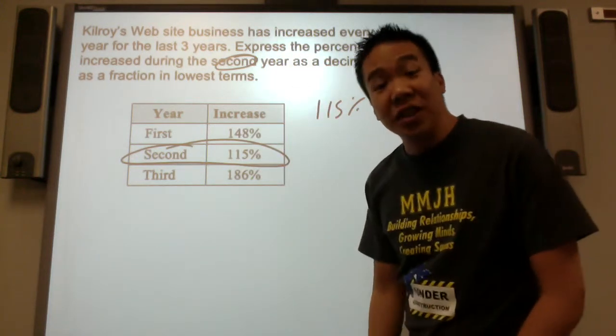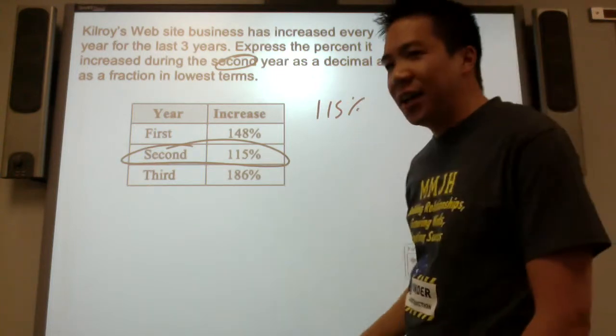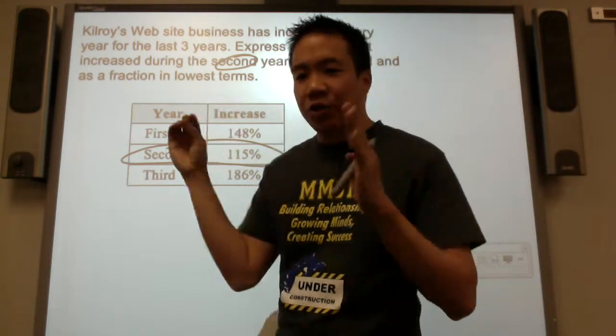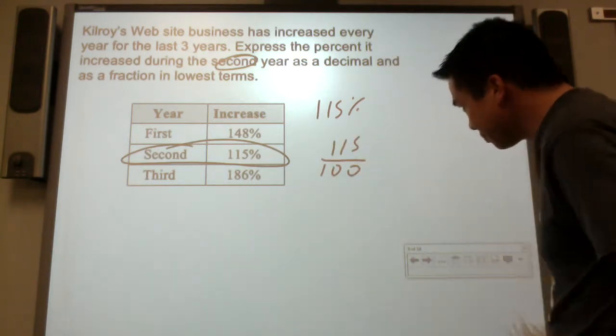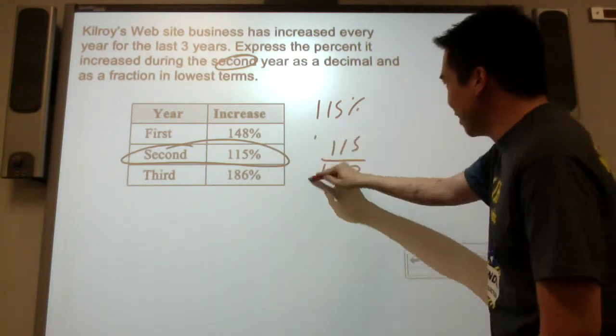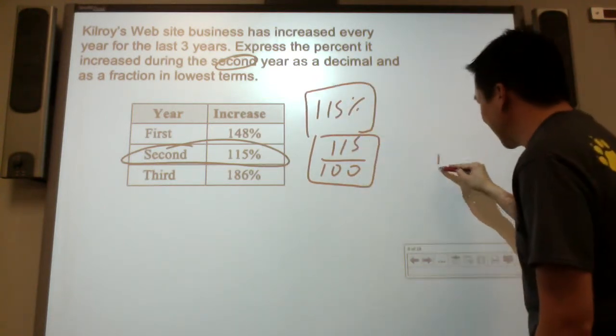It has different equivalencies: its decimal form and its fractional form. So what is percent again? Percent means per 100. So 115 per 100. So we have a percent, and we have a fraction right there. Let's turn this into a decimal.